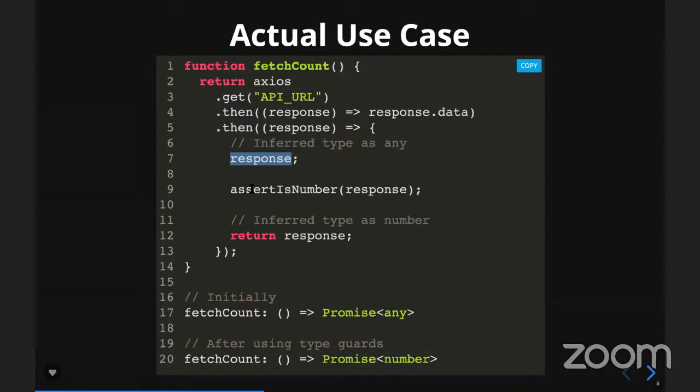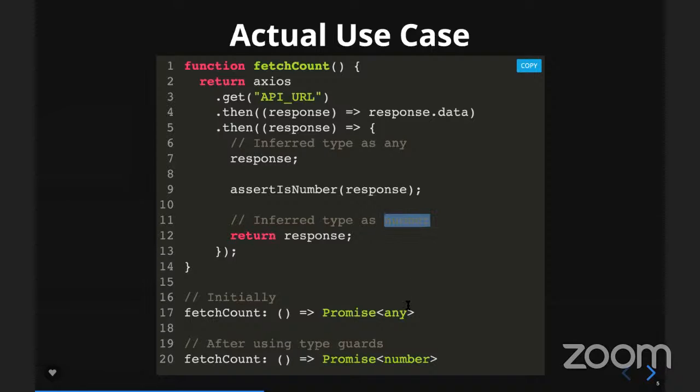This is our user-defined type guard, assert is number, which asserts the data as number. In line number 7, the response has data type any because it's a third-party data type and we don't know what the data type of it will be. But in line number 12, TypeScript infers its data type as number at compile time. So this function is a user-defined type guard, which makes this difference from line number 7 of any data to line number 12 of data type number.